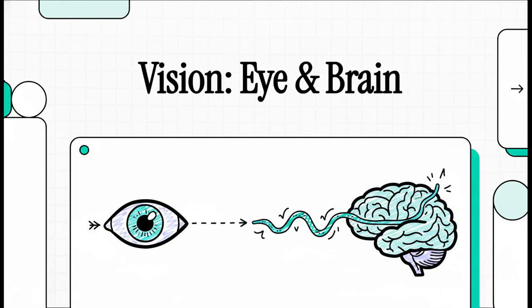Hey everyone, and welcome. I am absolutely thrilled to have you here for this explainer because today we are going to dive into what I honestly think is one of the most mind-blowing journeys in all of human biology. We're literally going to track a single ray of light from the outside world right through the hardware of your face and straight into the intricate machinery of your brain to see how we actually perceive reality.